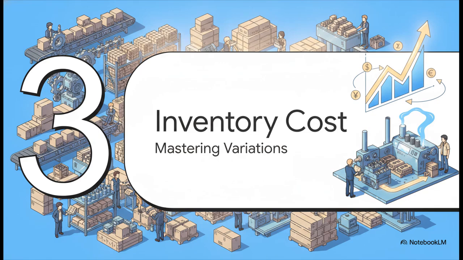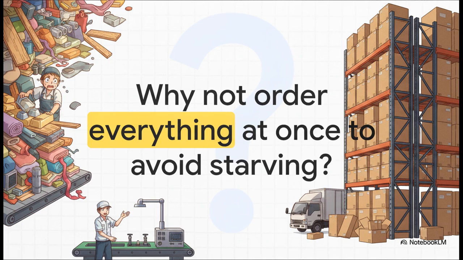Section 3. Mastering inventory cost variations. Okay, let's move to the strategic fix and see how this all builds into the economics of keeping the entire system running smoothly. Because the most common way managers try to prevent the system from starving is just by relying on inventory.